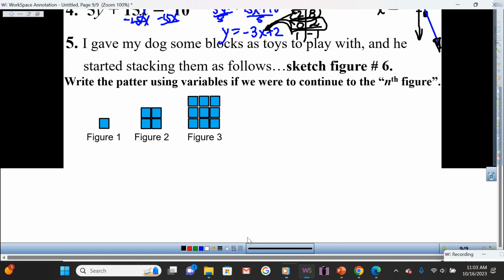And let's go to number 5. It says, I gave my dog some blocks as toys to play with, and he started stacking them as follows. Figure 1, figure 2, figure 3. Then it says, sketch figure number 6. So show your neighbor your figure. See what they figured figure number 6 was. Talk it over with your neighbor. What did they get?